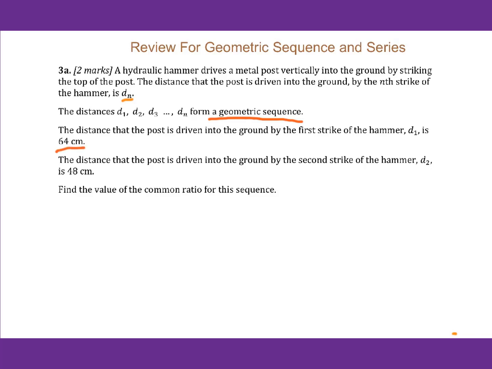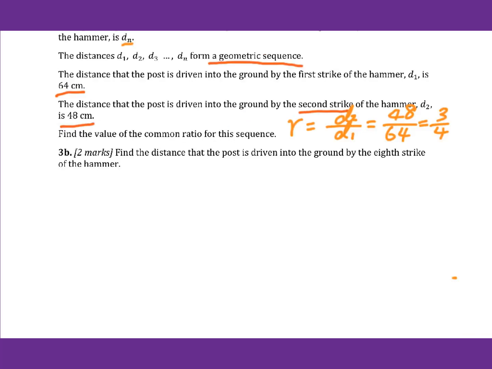centimeters. The distance that the post is driven into the ground by the second strike of the hammer, d2, is 48 centimeters. Find the value of the common ratio for this sequence. The common ratio equals d2 over d1. That is 48 over 64. Reduce, and you will get 3 over 4.